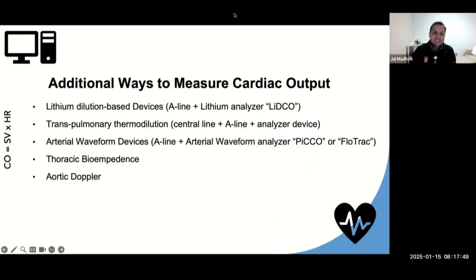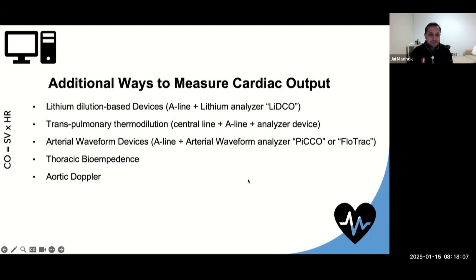And then I'll quickly go over these. And to be honest with you, even in our hospital, we don't use very many of these methods, but these are used in several hospitals, at least in the United States and also probably elsewhere in the world. So some of these are half invasive, half non-invasive measures of cardiac output.